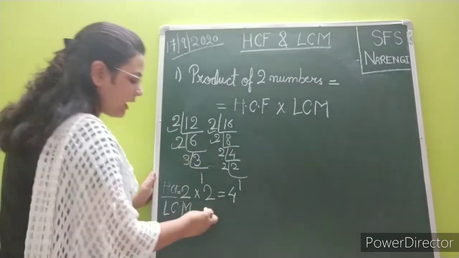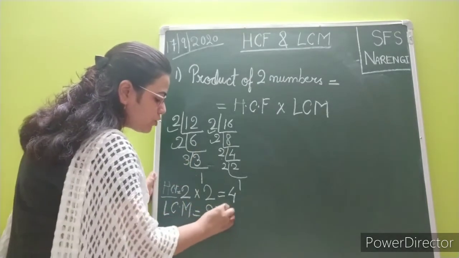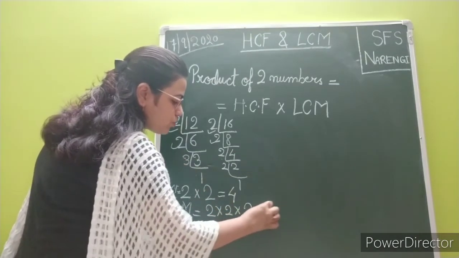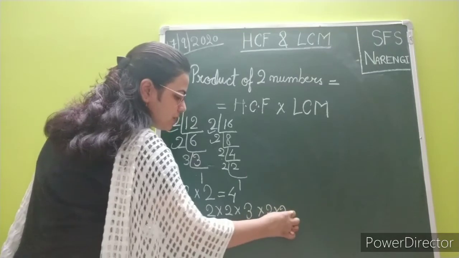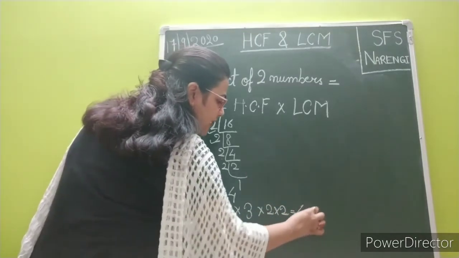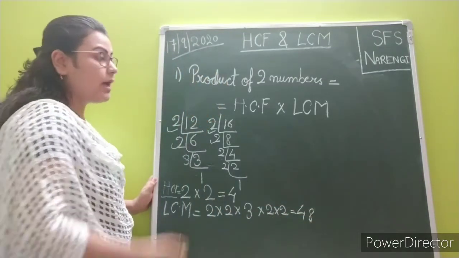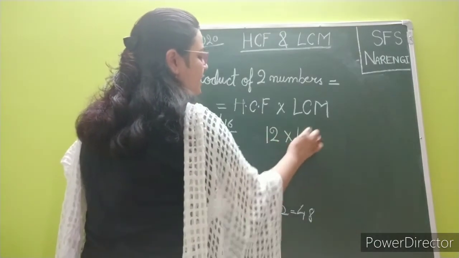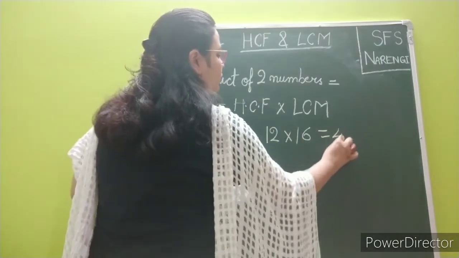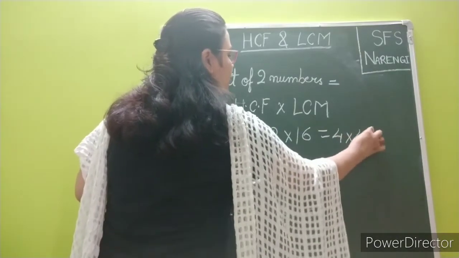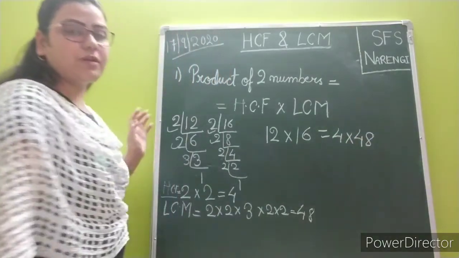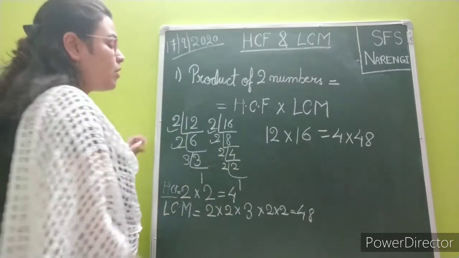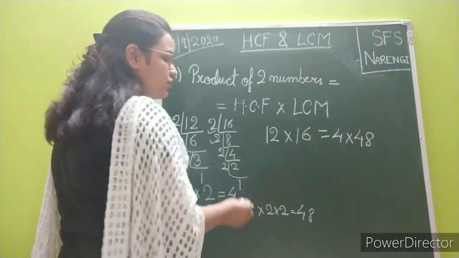If we talk about the LCM, in our last class we have taken out the LCM of these two numbers. So we have 2 into 2 into 3 into 2 into 2 is equal to 48. Now let us see, according to the rule, what it says. 12 into 16 should be equal to 4 into 48. Right? So let us first do 12 into 16.